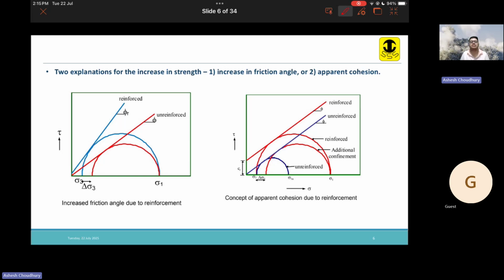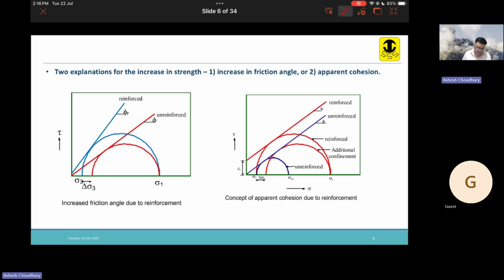This increase in strength can be explained in two ways, either as an increase in friction angle or as the development of an apparent cohesion. Either you can say that the friction angle is increasing, or you can say that apparent cohesion is developed, due to which the strength of the soil is increasing. So what is this increase in friction angle?